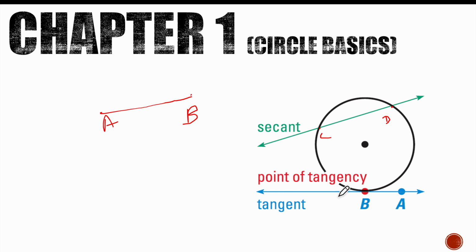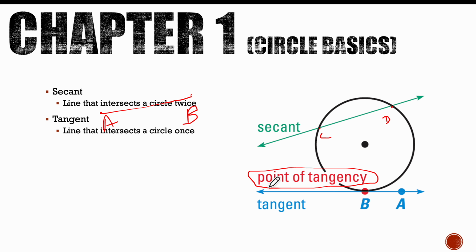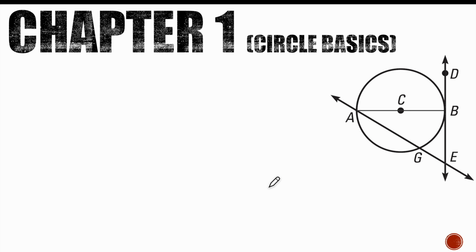And what is a tangent? A tangent is a line which touches the circle at one and only one point, and that point is called the point of tangency. So a line that intersects the circle twice is a secant. A tangent is a line that intersects a circle once.